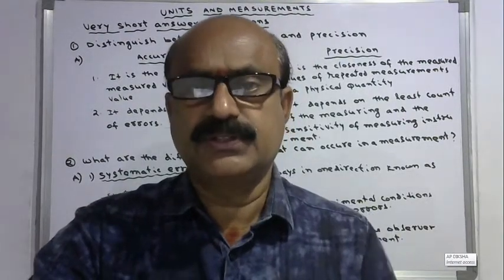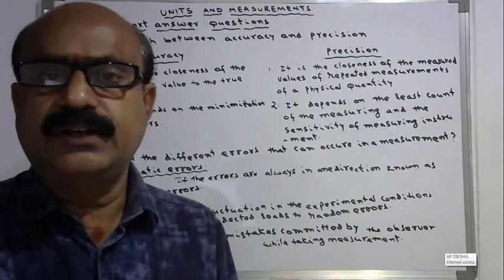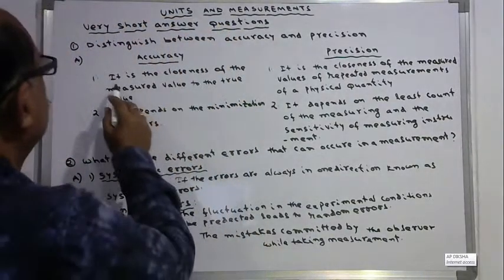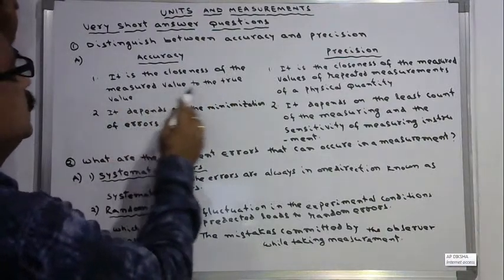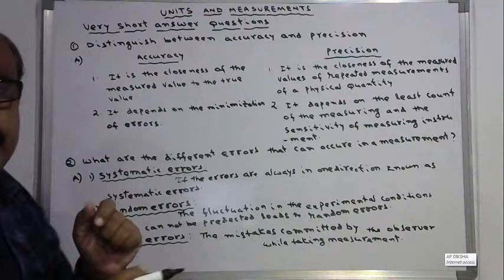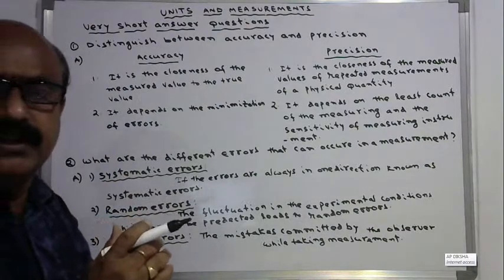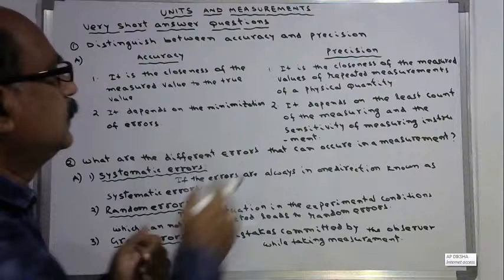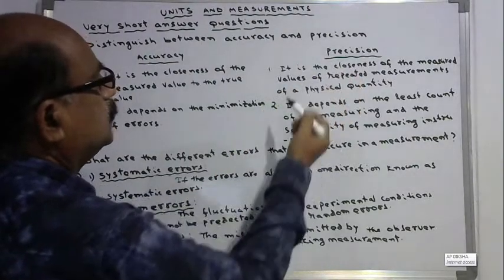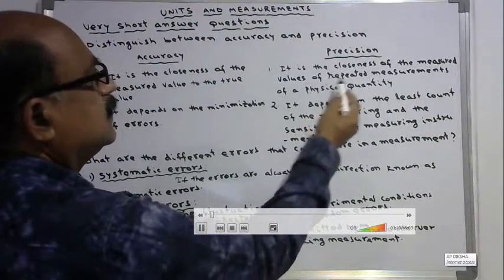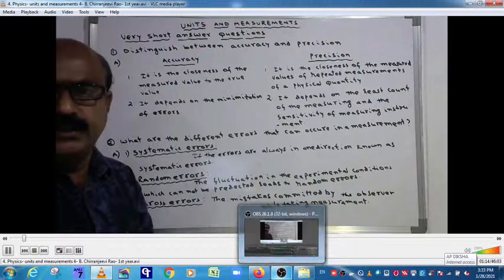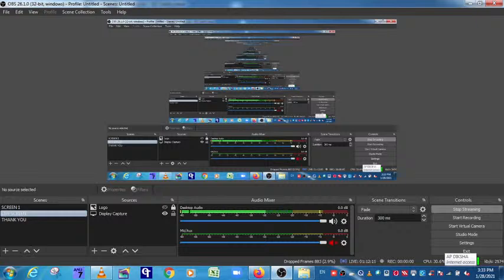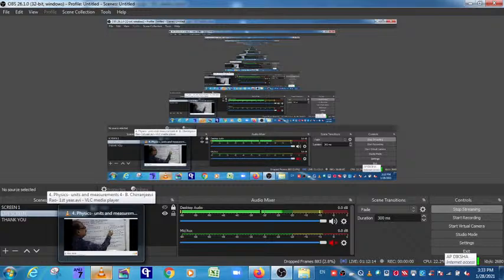Now let us observe the first question, that is, distinguish between accuracy and precision. See, accuracy refers to the closeness of the measured value to the true value. This indicates how close the measured value is to the true value. If it is very close to the true value, then its accuracy is more. And when you talk about precision, it is the closeness of the measured values of repeated measurements of a physical quantity. Repeated measurements. So if you take several measurements, then it is the closeness of the measured values of repeated measurements of a physical quantity.